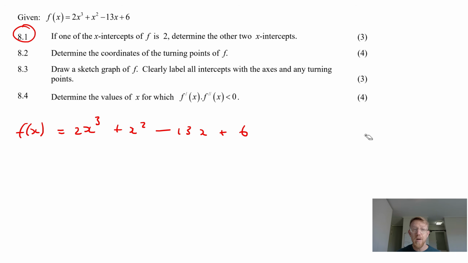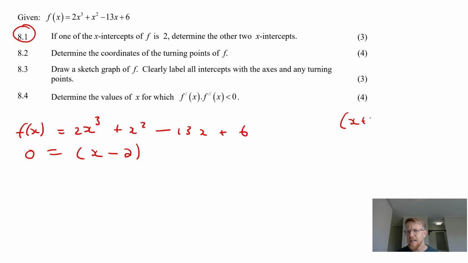Now, they were nice. They told us one of the x-intercepts is 2. What that means is that if you plug an x value of 2 into here, you're going to end up with a 0. And so then we can just take that as our first bracket. So we'll say x minus 2. If they tell you the x-intercept is 2, then in the bracket it's x minus 2.